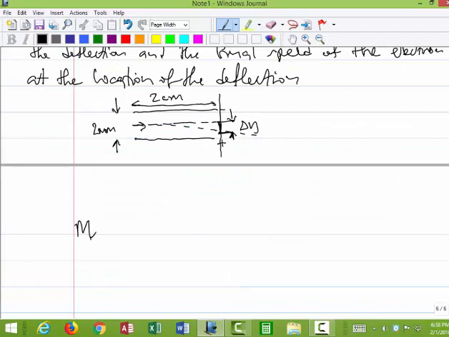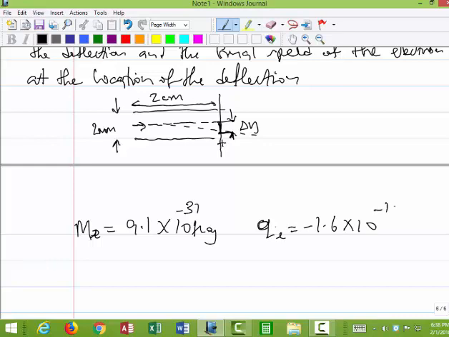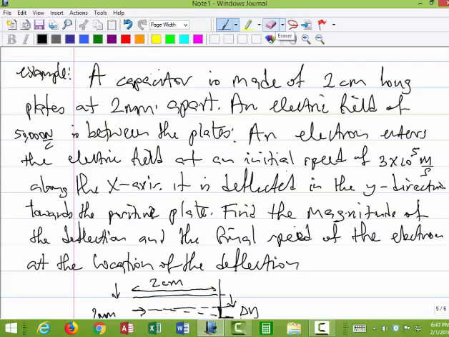The mass of the electron, I believe, was 9.1 times 10 to the minus 31 kilograms, and the charge on the electron is negative 1.6 times 10 to negative 19 coulombs. The negative sign just tells you that when it is in between the plates, it's going to be deflected to the positive plate. Okay, let's make the force smaller, or the electric field smaller, so that the deflection will be less.